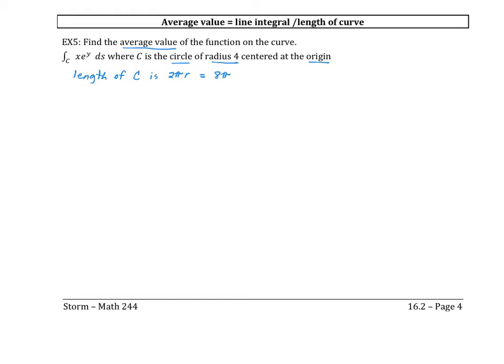I need to define my curve. However, it's a circle. Center is at the origin. Radius is 4. So I could write that as 4 cosine of t, 4 sine of t, going back to how we define circles parametrically. And here my t values are going from 0 to 2 pi, since it's the whole circle. What if it said half a circle? Then maybe from 0 to pi.